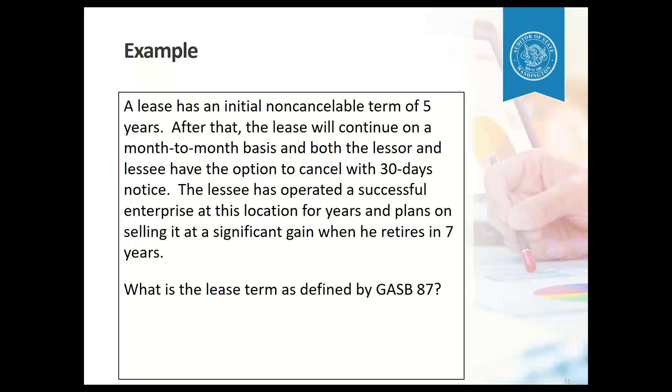This time, a lease has an initial non-cancelable term of 5 years. After that, the lease will continue on a month-to-month basis, and both the lessor and lessee have the option to cancel with a 30-day notice. The lessee has operated a successful enterprise at this location for years and plans on selling it at a significant gain when he retires in 7 years. What is our lease term this time?